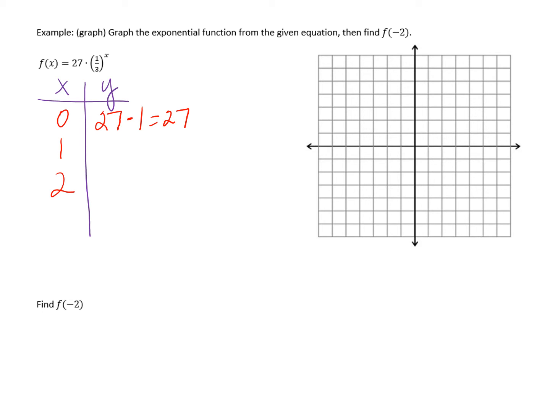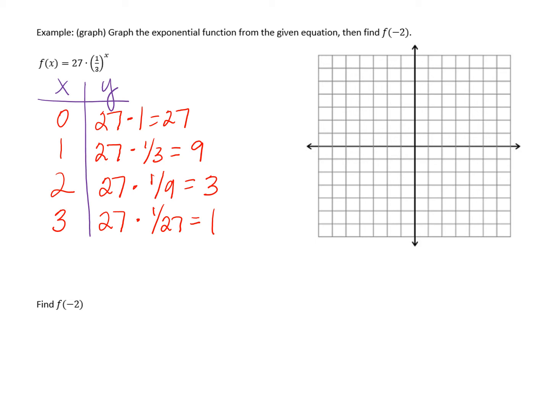If I plug in 1, that will give me 27 times 1/3. So 1/3 of 27 would give me 9. And then 27 times 1/3 squared would be a 9th. And again, you could use your calculator to evaluate these. And then 27 times 1/9 is going to give me 3. And if we wanted to do one more, I guess we could go ahead and do 3. So 27, and then if we do 1/3 cubed, so 1/3 times 1/3 times 1/3, that's going to give me 1/27th, and that equals 1.